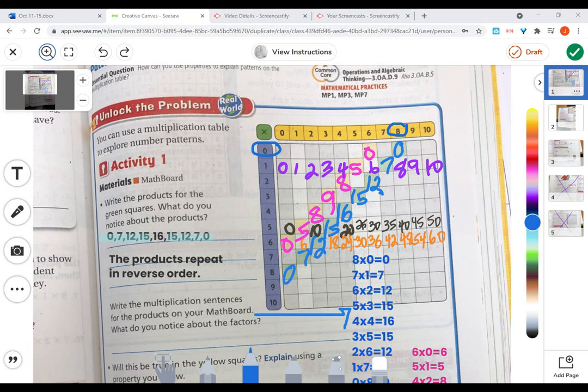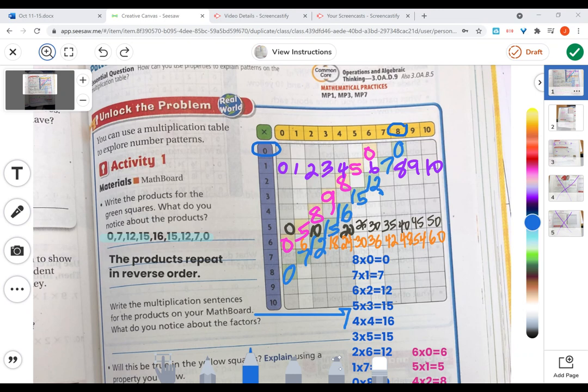So when we go ahead and fill out all of our green squares, just like they ask us to, you're going to see we get 7 times 1, which is 7, 6 times 2, which is 12, 5 times 3, 15, 4 times 4, 16, 3 times 5, 15, 2 times 6 is 12, 1 times 7 is 7, and then 0 times 8, which is 0.